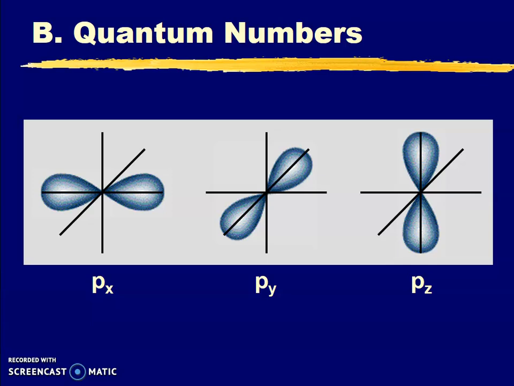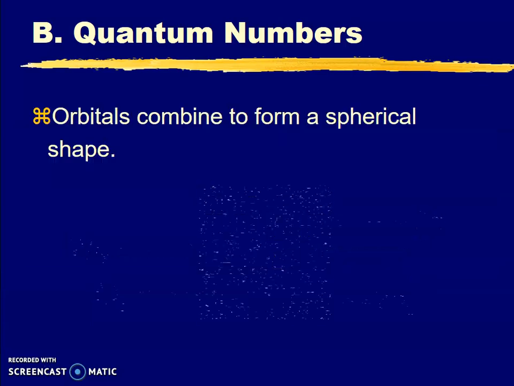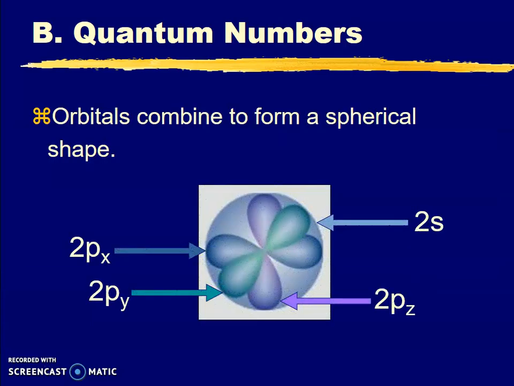For example, the P, remember we said the P looks like a barbell. These are the different orientations that it can take, the different directions it can be going in. All of these orbitals in an electron sort of overlap one another to form that sphere around the nucleus. So this is an S and the P's all combined together. But still, this area is showing where we can find an electron.